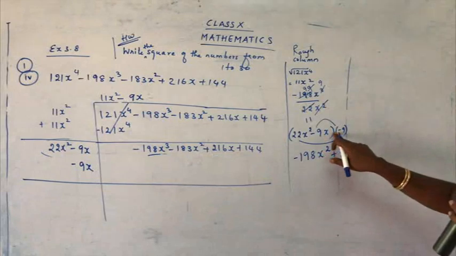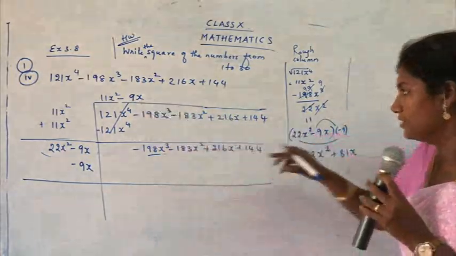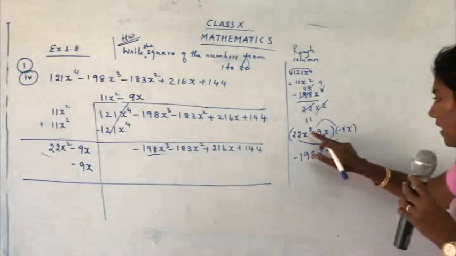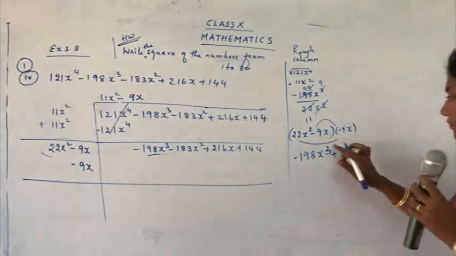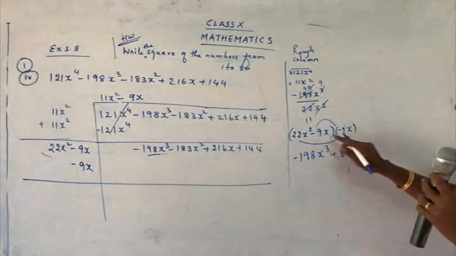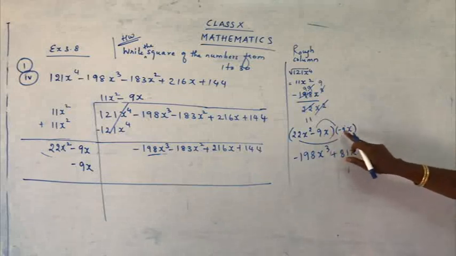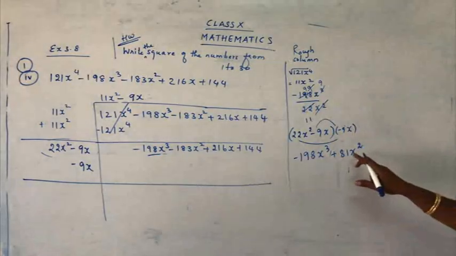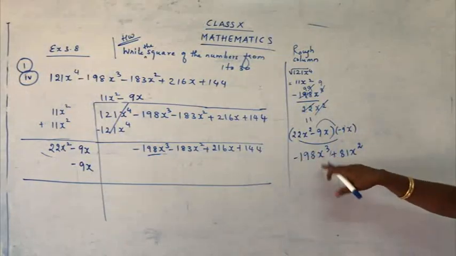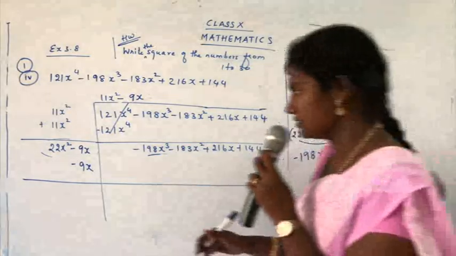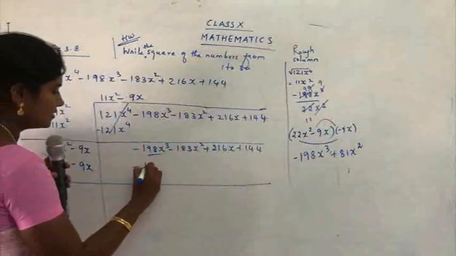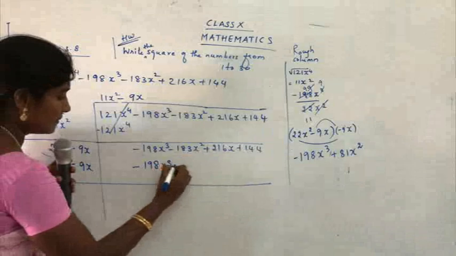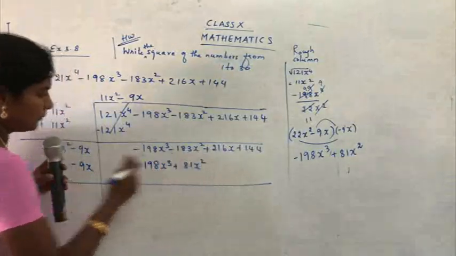This is minus 9x, yes, student. See, I missed one term. It's 9x, yes. So you have to take your 9x. So what do you get here? x square into x, so it is cube here. Minus 9 into minus 9 plus 9 into 9, 81. x into x, x square. So try to write the terms below the like terms. Just arrange the like terms together. So this is minus 198x cube plus 81x square.